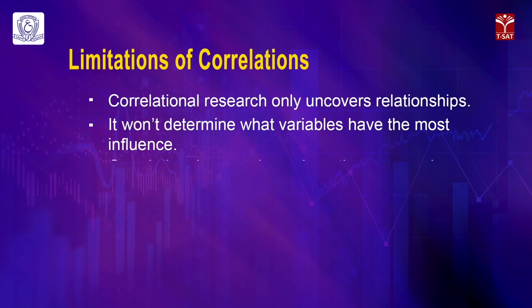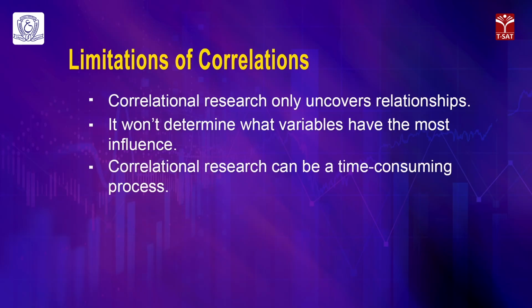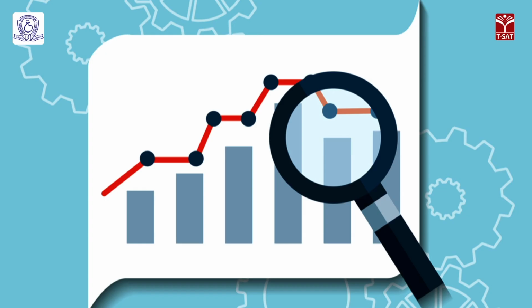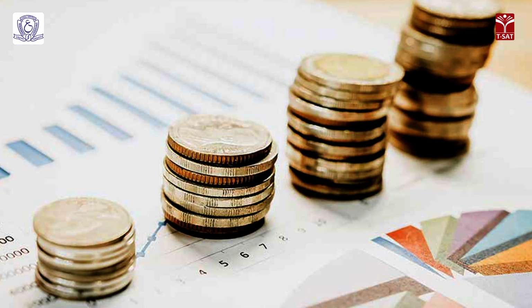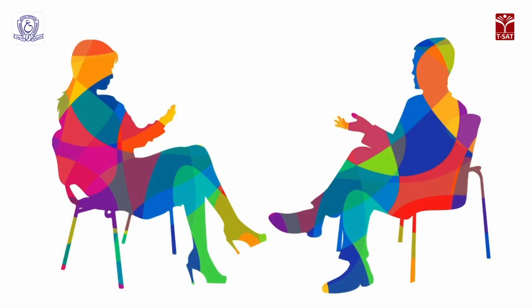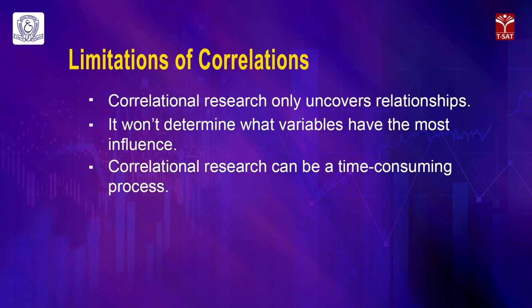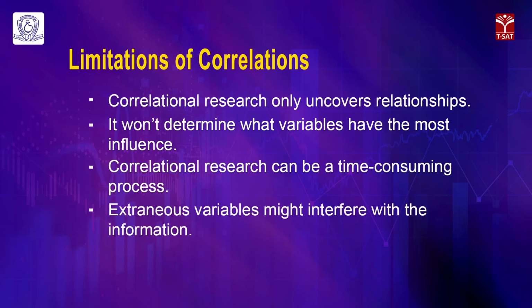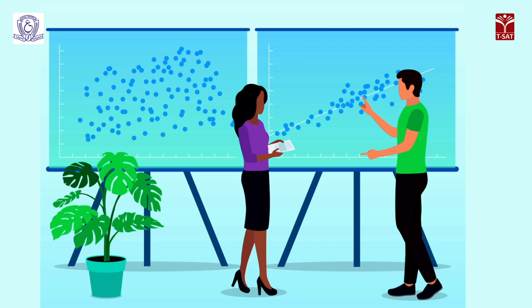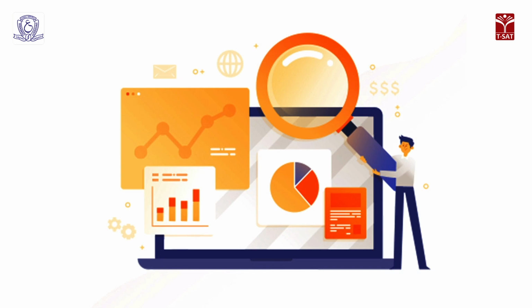Correlational research can be a time-consuming process. Although the benefits of a correlational research study can be tremendous, it can also be expensive and time-consuming to achieve an outcome. The only way to collect data is through direct interactions or observations of the variables in question. Extraneous variables might interfere with the information. There is no guarantee that additional influences will stay out of the correlational research study. It is possible for unique outcomes to exist that interfere with the work.